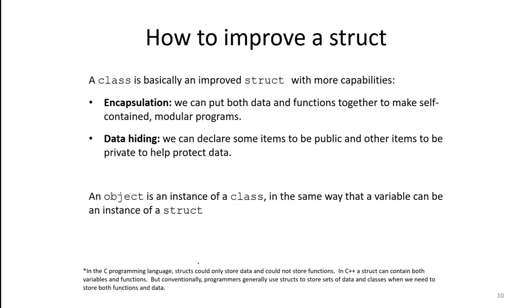So last time we ended on this slide. We introduced a class. Classes are basically an improved version of a struct. Classes have additional capabilities which overcome the limitations that we just covered. Let's go through these different capabilities one by one, and then we'll look at an example to see how this helps us.